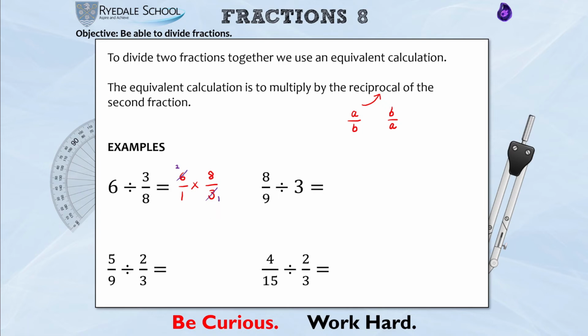Let's times my numerators together. That is 2 times 8, which is 16. And 1 times 1 is 1. So 16 over 1, which is 16.